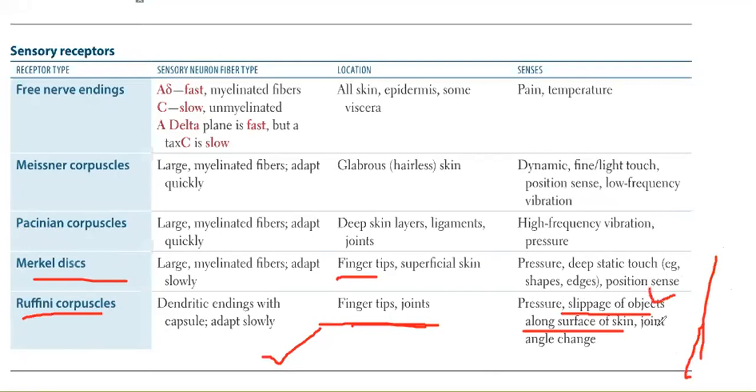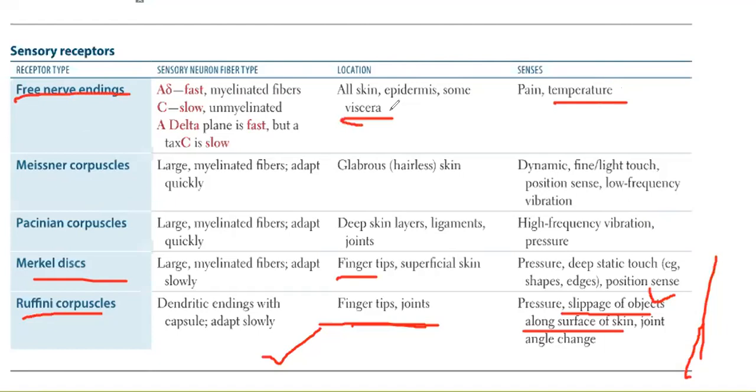Joint angle and strength, they don't ask these things much, but their favorite MCQs are on pressure and touch with these receptors. So you have to understand all this. Then let's see this also. Free nerve endings with temperature are the more common, present in all skin, epidermis, and some viscera.